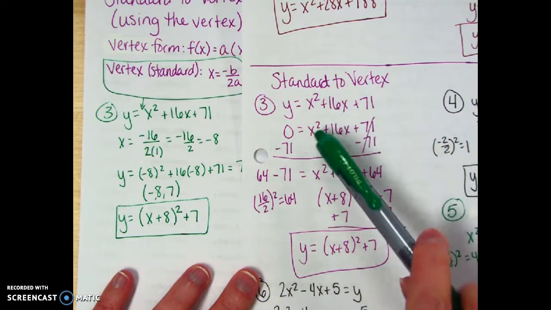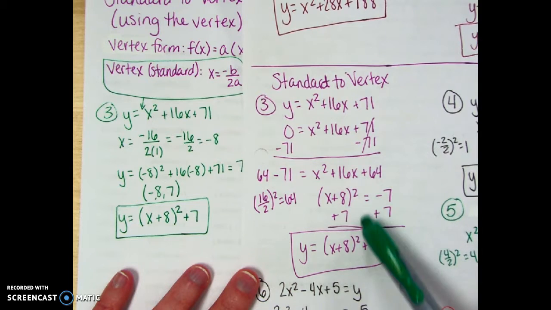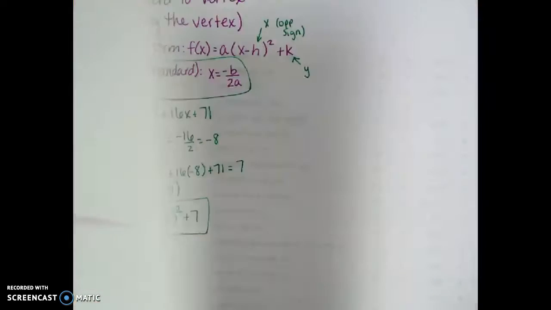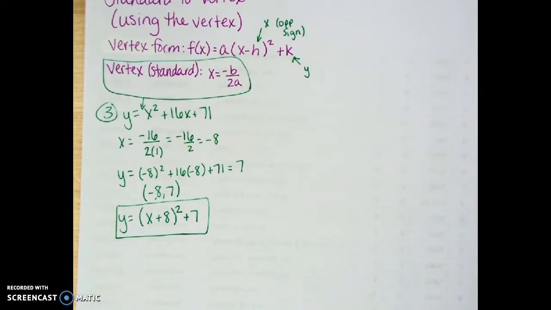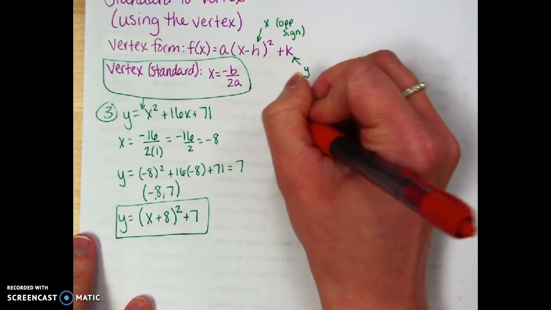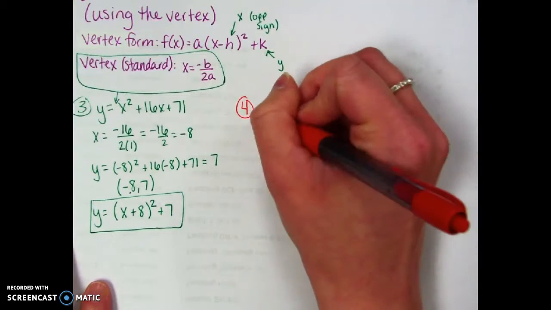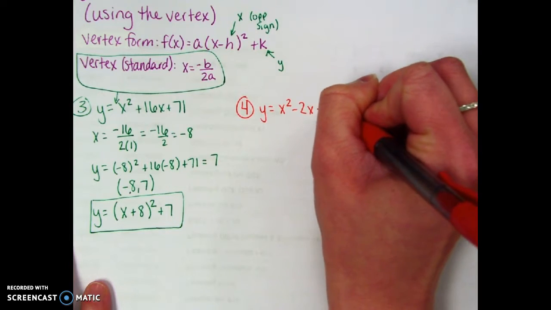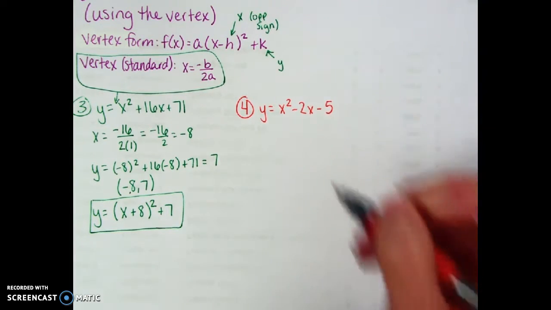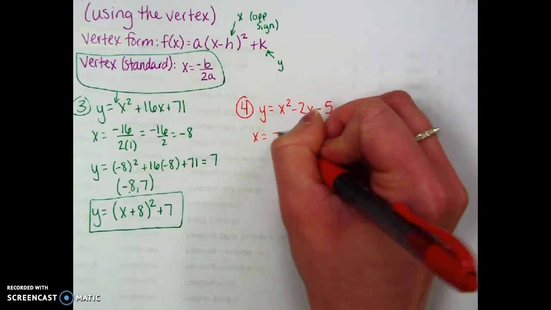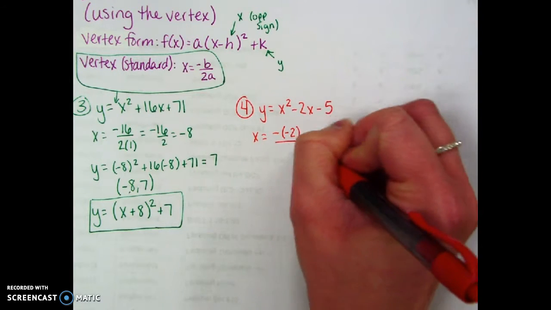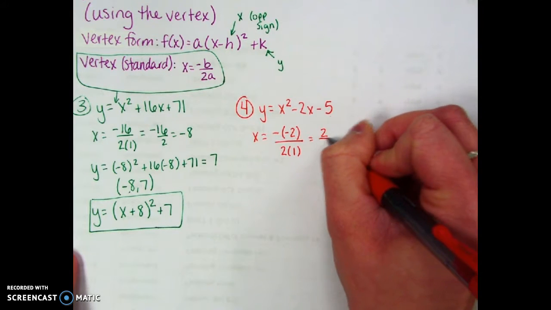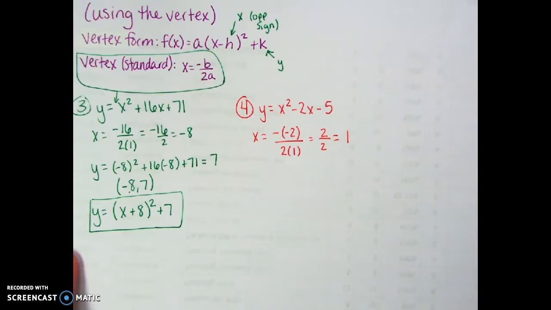So this is 1, 2, 3, 4, I don't know how many steps that is. But I think this is a little bit easier. Let's look at the next one and see how that goes. Let's do number 4. This is y equals x squared minus 2x minus 5. So let's find the vertex. That's x equals negative b, that's negative negative 2, over 2 times 1. This becomes a positive 2 divided by a positive 2, which is just 1.